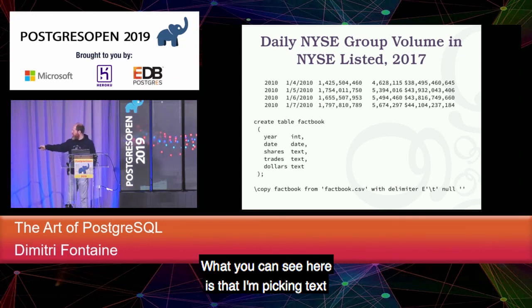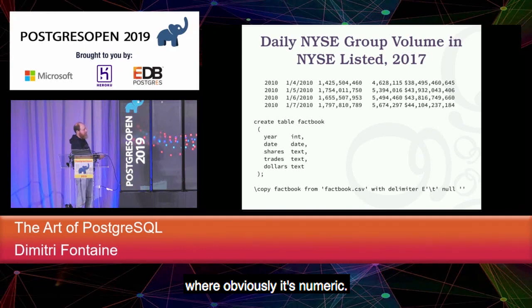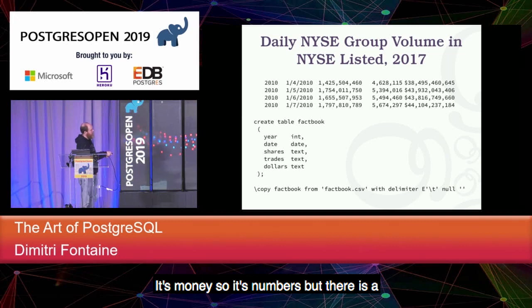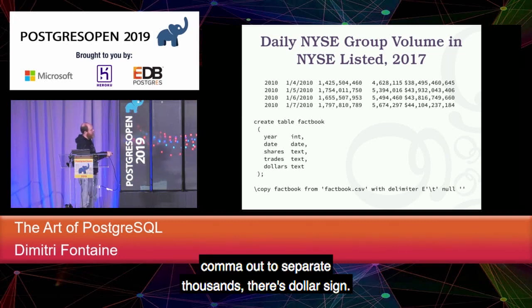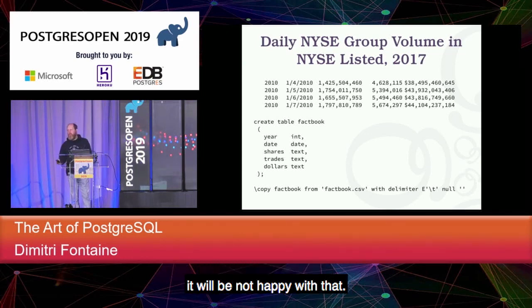And what you can see here is that I'm picking text as the data type for those columns, where maybe, obviously it's numeric, it's money, so it's numbers, but it's with a comma separate. There is a comma to separate the thousands. There is a dollar sign. So if you just say to PostgreSQL, hey, it's numbers, it will be not happy with that.